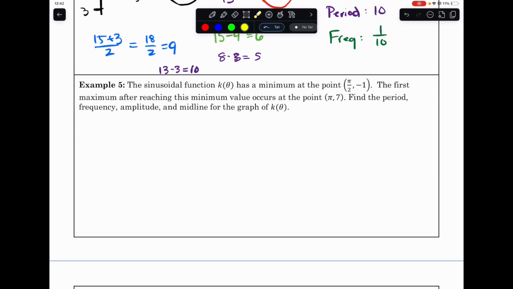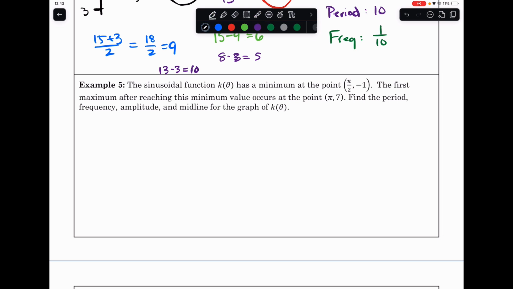Now for this next example, example 5, the sinusoidal function k of theta has a minimum at the point pi over 2, -1, and the first maximum after reaching this minimum occurs at the point pi, 7. Find the period, frequency, amplitude, and midline of the graph.